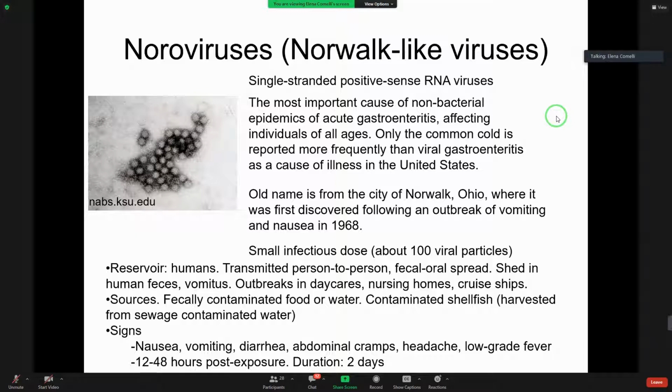And the signs are the usual that we mentioned so far: nausea, vomiting, diarrhea, and abdominal cramps. Usually it has a very short duration, and within 2 days it resolves.